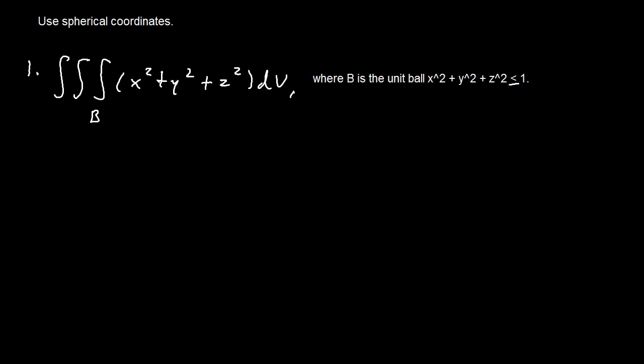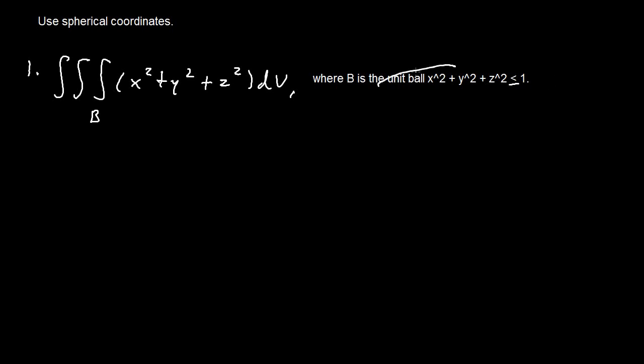So now for this next set of problems, let's go ahead and convert using spherical coordinates. For number 1, we have the triple integral of x squared plus y squared plus z squared dv, described by the region B, where B is going to be the unit ball, x squared plus y squared plus z squared is less than or equal to 1.